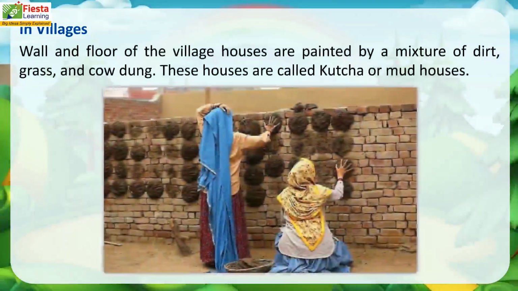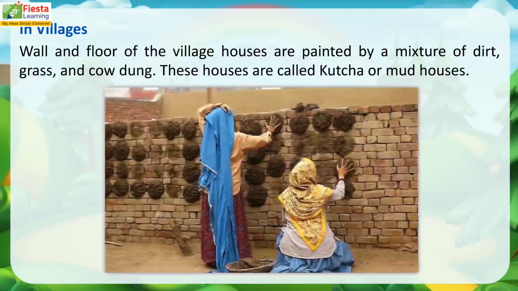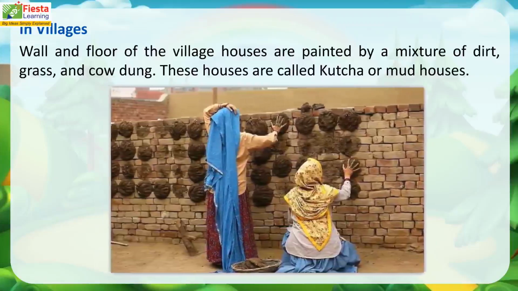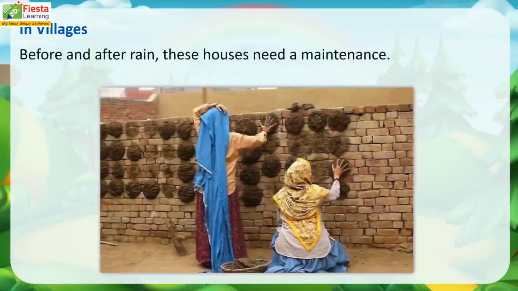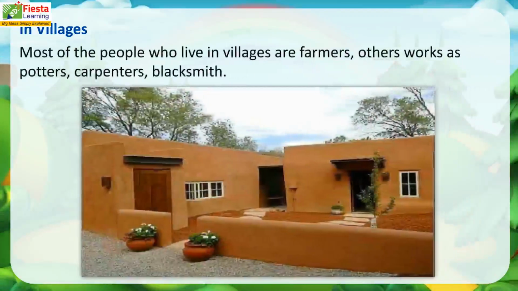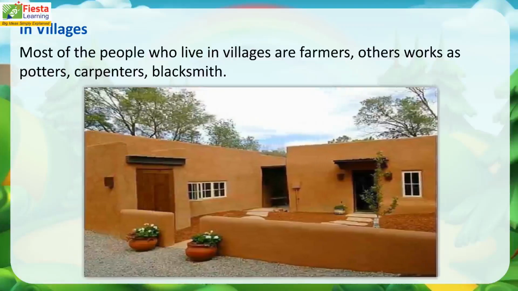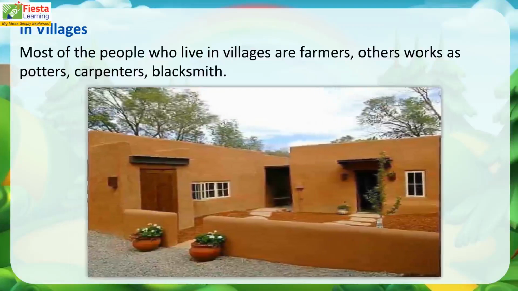The walls and floors of the village houses are painted with a mixture of dirt, grass, and cow dung. These houses are called kacha or mud houses. Before and after rain, these houses need maintenance. Most of the people who live in villages are farmers. Others work as potters, carpenters, and blacksmiths.